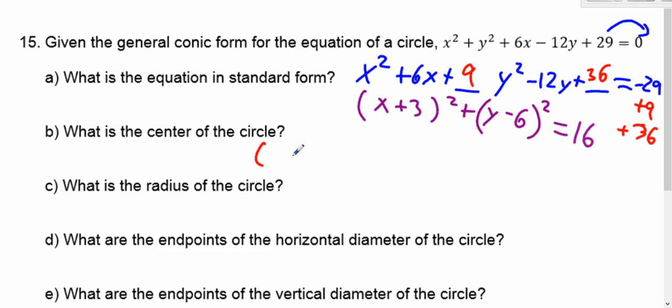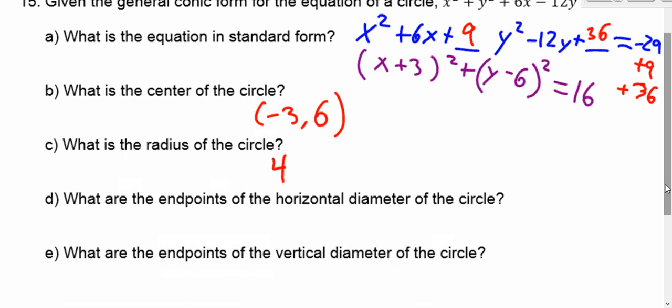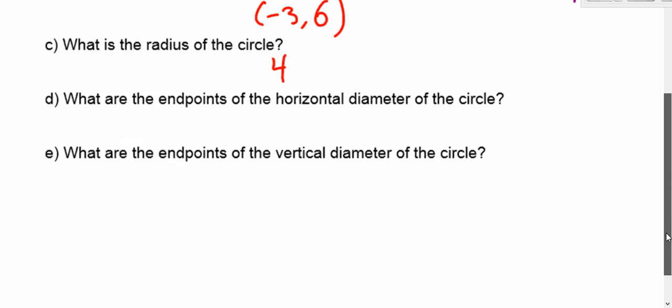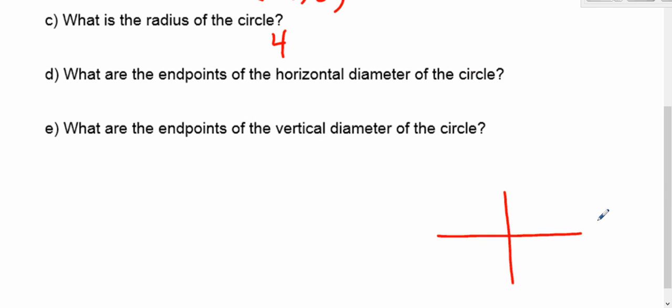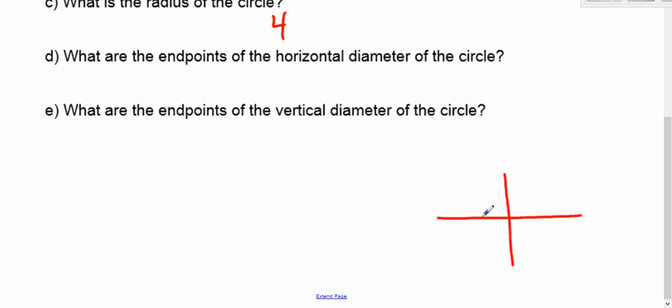What's the center of the circle? Change the sign. It's negative 3, positive 6. What's the radius? This is r squared, so the radius is 4. And then the endpoints of the diameter. So it doesn't specifically tell you to graph it, but I would say you might want to graph this. Doesn't have to be perfect, but we go to negative 3, 6, negative 3, and up to 6.